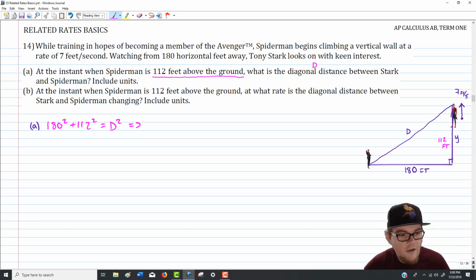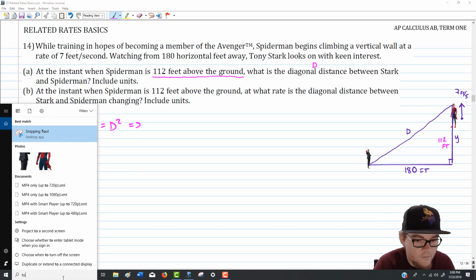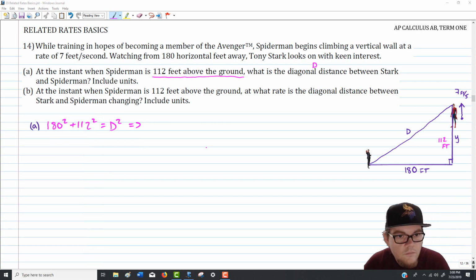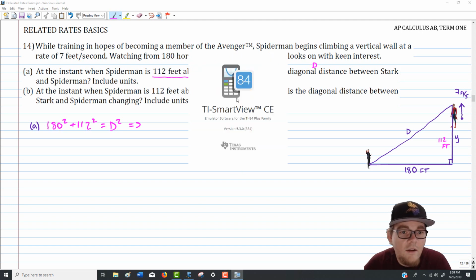And again, using our calculator, I should probably pull that out. There it is. So pulling up our graphing calculator, just so we have a calculator handy.